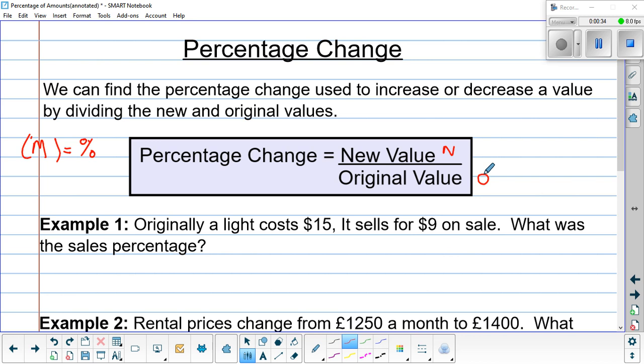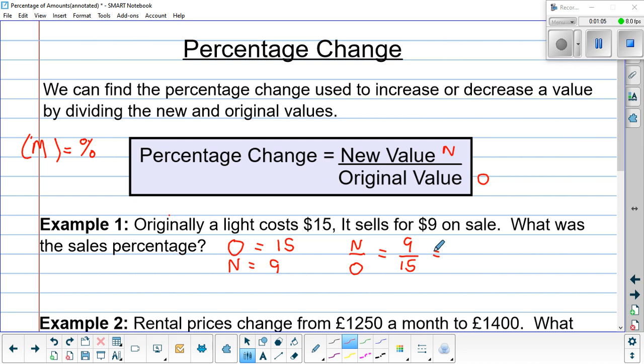Example one: originally a light bulb cost $15. So that's originally 15. It sells on sale, so our new value is 9. What was the sales percentage? Okay, so what exactly are we doing? Well, M equals N divided by O, and so we're going to get 9 over 15. So 9 divided by 15.